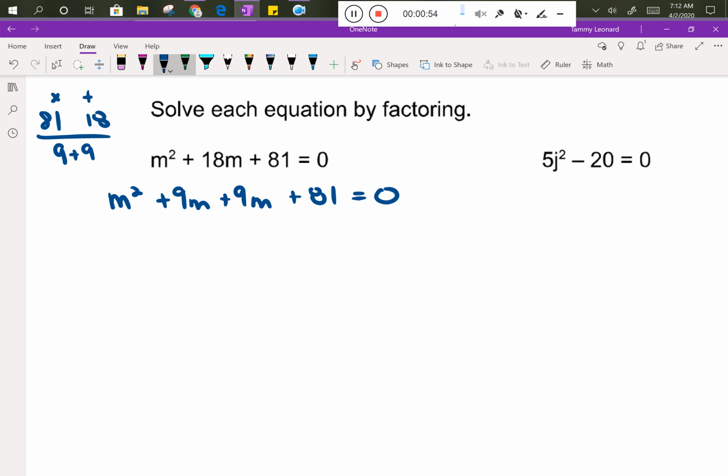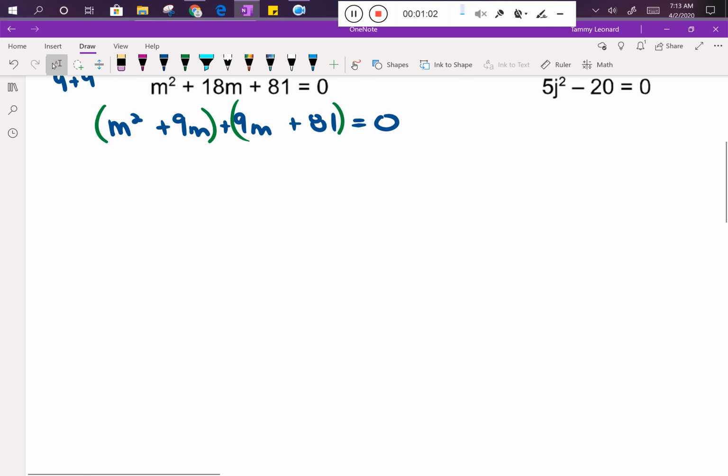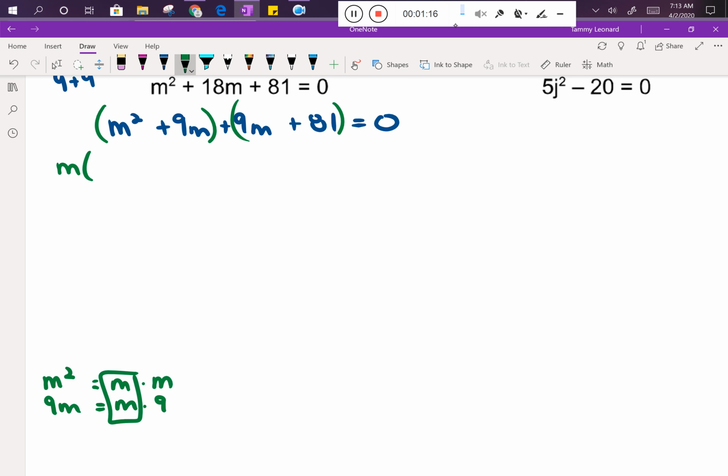Then we're going to use our parentheses, and we're going to create two binomials which are being added together, the sum of two binomials, and we're going to do our two GCFs. So m squared and 9m both have an m in common. M needs to be multiplied by another m on the top and by a 9 on the bottom. So we have a GCF of m and a binomial factor of m plus 9.